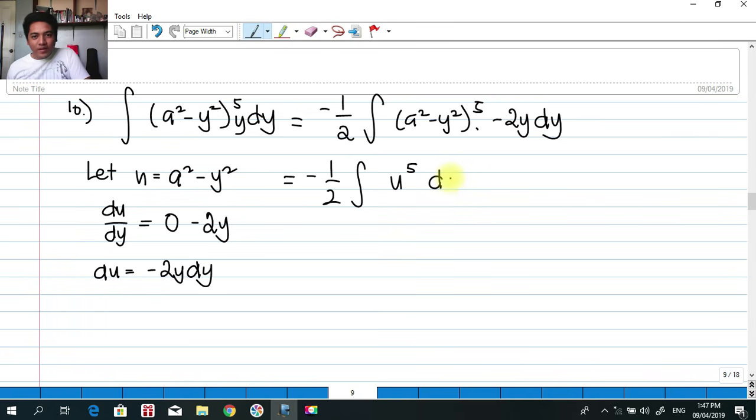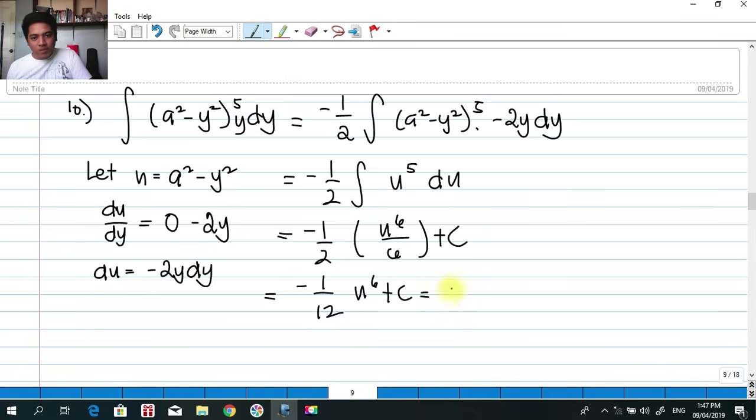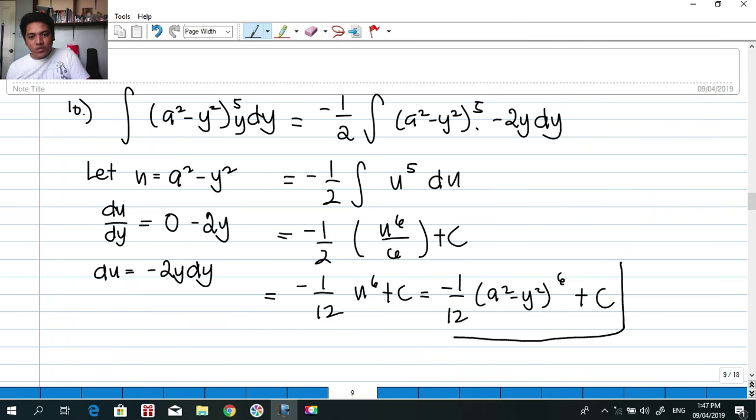Okay? So, again, power formula, negative 1 half u raised to 6 over 6 plus c. So, simplifying, negative 1 half times 1 over 6, that is negative 1 over 12 times u raised to 6 plus c. So, simply negative 1 over 12, our u is a squared minus y squared, raised to 6 plus c. And that should be our final answer.